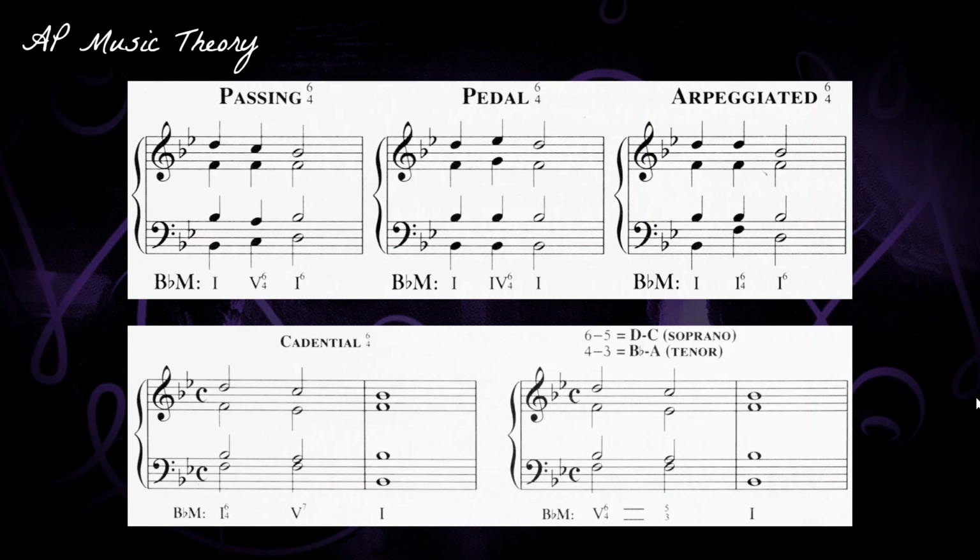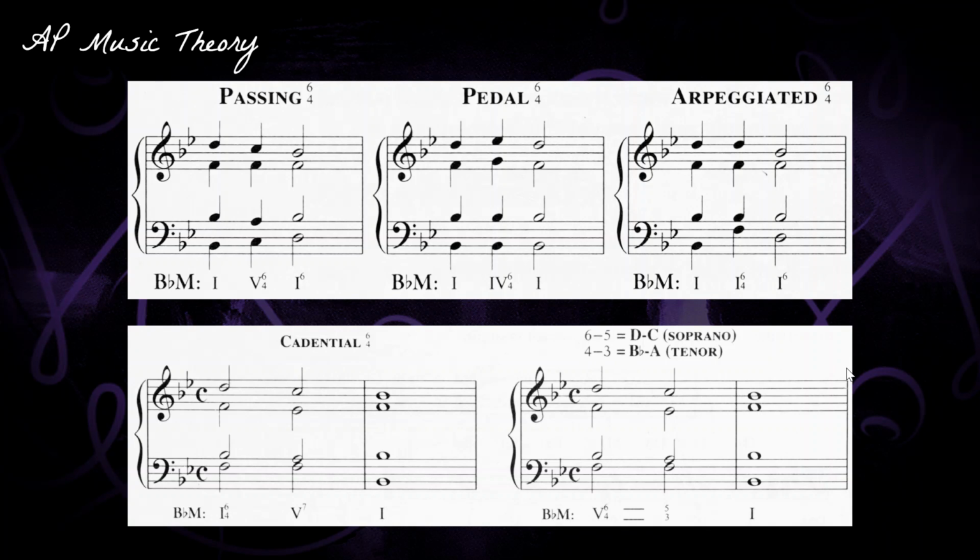You may even see a harmonic analysis written an alternate way. Instead of the cadential one right here in Roman numeral analysis, you may see both as dominants because they both function as dominants, showing the intervals in the figured bass moving downward by step. So here we can see the 6 to 5 and 4 to 3 instead. This is acceptable on the AP exam.